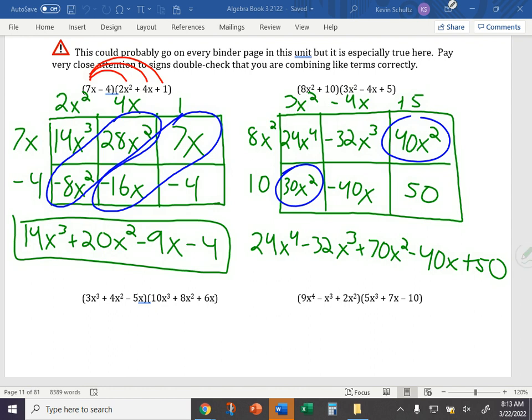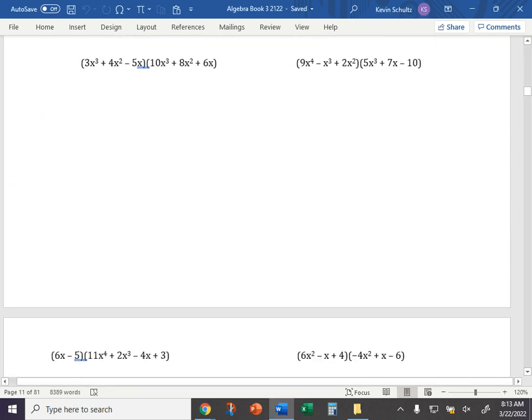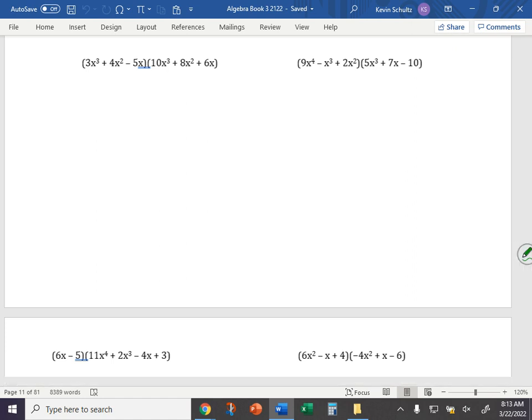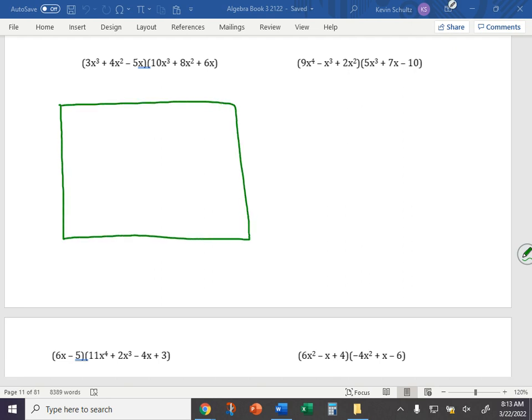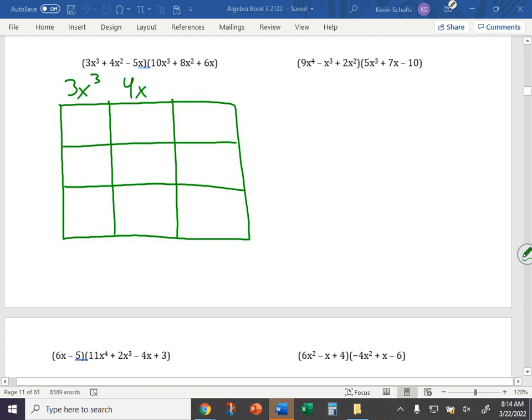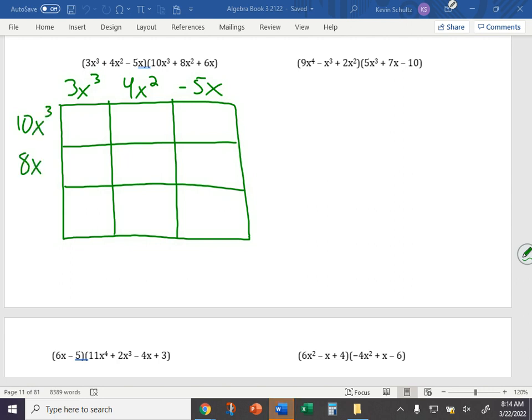Okay, let's do one of the ones below. We've got 2 3 by 3. Which one do you want to do? First one. First one, all right. So we have a trinomial times a trinomial, so we have a 3 by 3 box here. Okay. It does not matter which expression goes across the top, and which one goes down at the side. It'll work out the same either way. So 3x cubed, 4x squared, negative 5x, 10x cubed, 8x squared, and 6x down the side there.